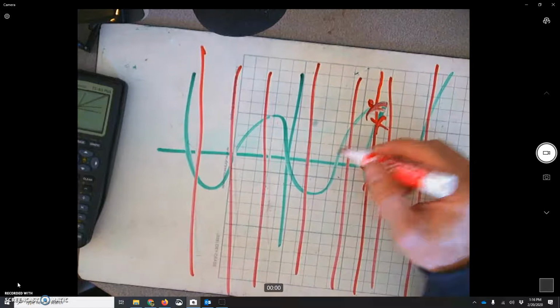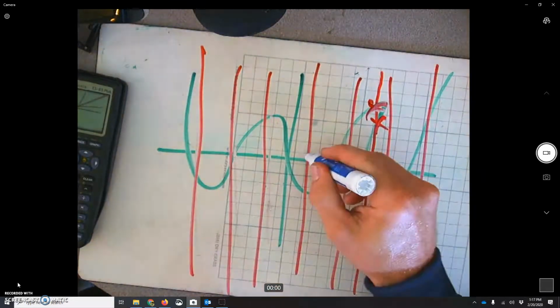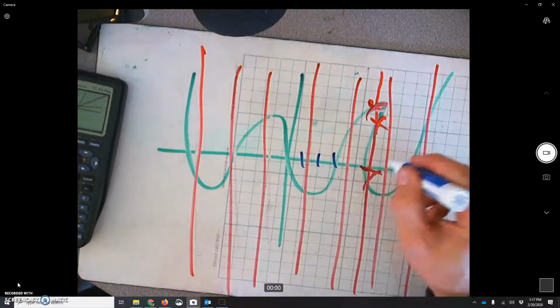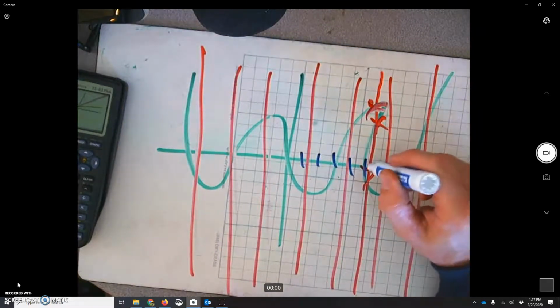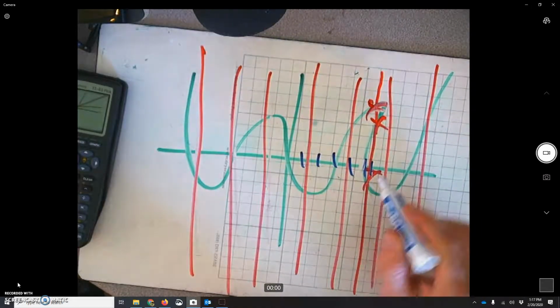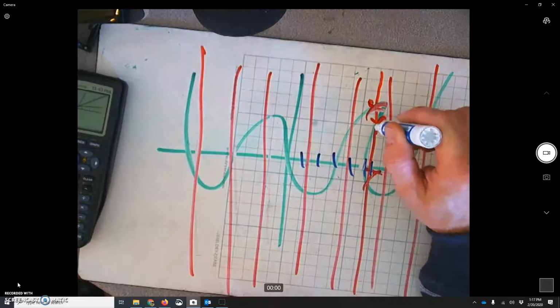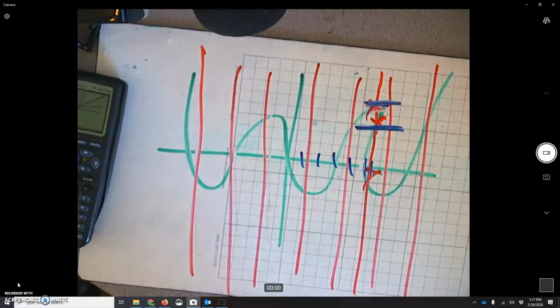Let me use a different color. Let's say this was 1, 2, 3, 4, 5. Actually, let's make this 5, where that graph crossed. Ignore that blue line. This is 5. Well, 5 right now goes to 0. It goes to whatever value this is, and whatever value this is. So it's 3 different values for 5. So 1 input, 3 outputs. Not a function.